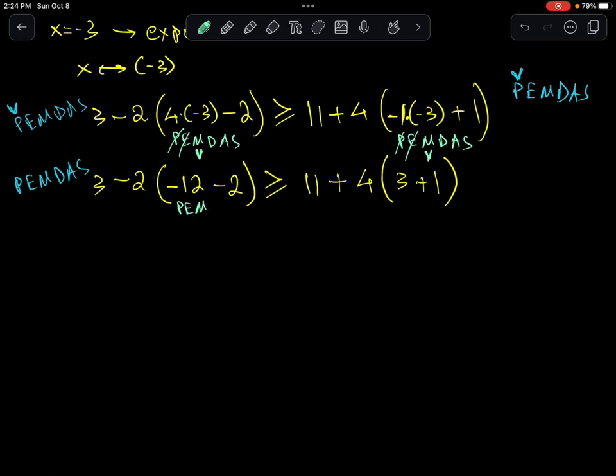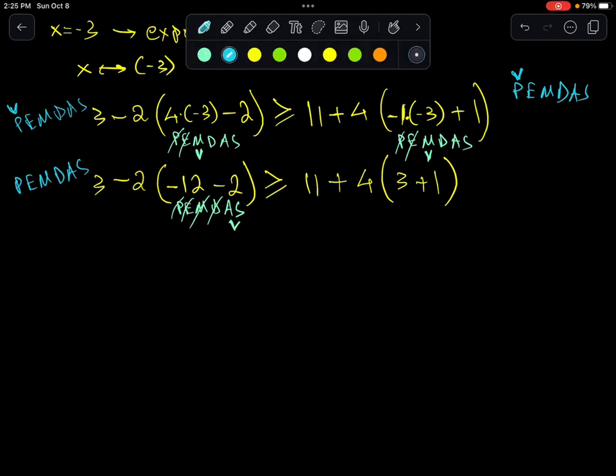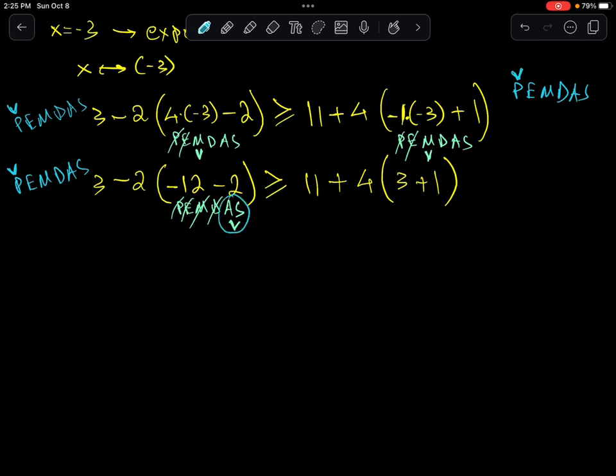I put a PEMDAS. Do I have a parenthesis inside the parenthesis? No. Exponents? No. Multiplication? No. Division? No. Addition, subtraction? Yes. Okay, I can add or subtract negative 12 and negative 2, and this is what I'm gonna do. That means I have something to do inside the parenthesis, and I'm still on the P letter of the outside PEMDAS, but on the AS letter on the inside the parenthesis PEMDAS. Okay, let's do that.